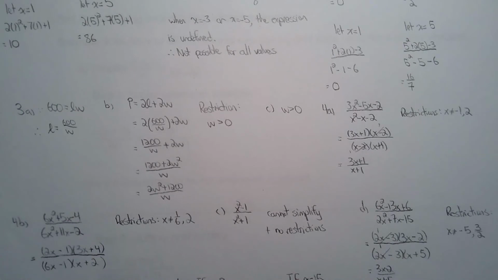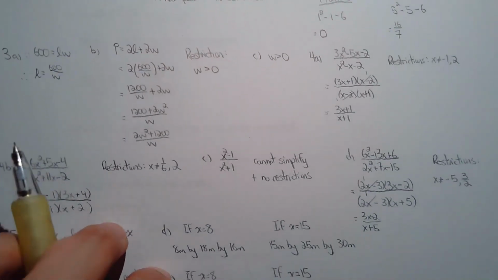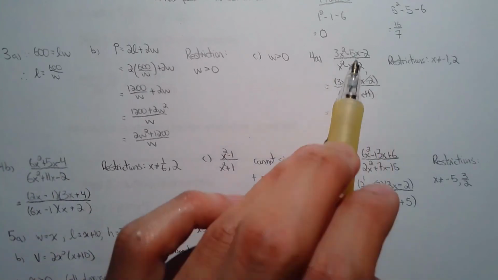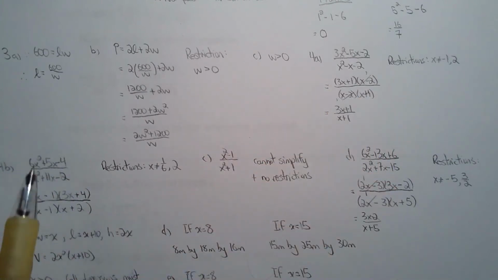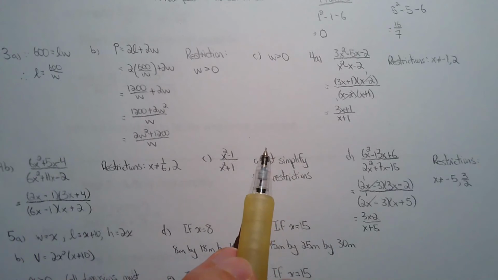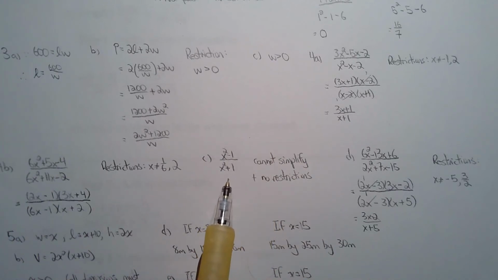For question 4, just same thing as question 1. Just simplify and state restrictions. Now for number 4 though, the factoring techniques are a little harder. Like there's a complex trinomial, some more complex trinomials. You got difference of squares. Now here in the denominator, it's a sum of squares, so there's nothing you can do. Okay, you can't factor this.